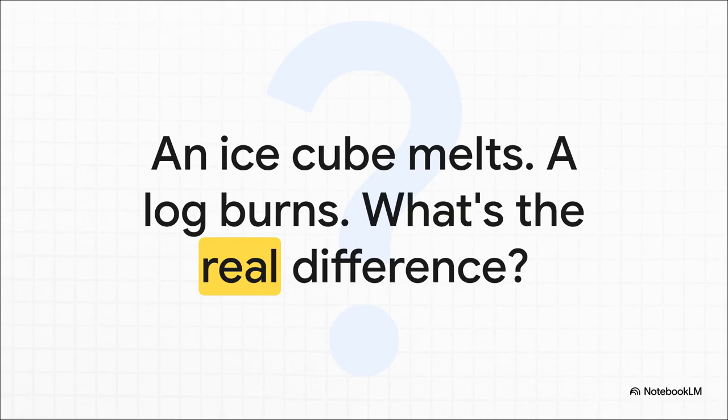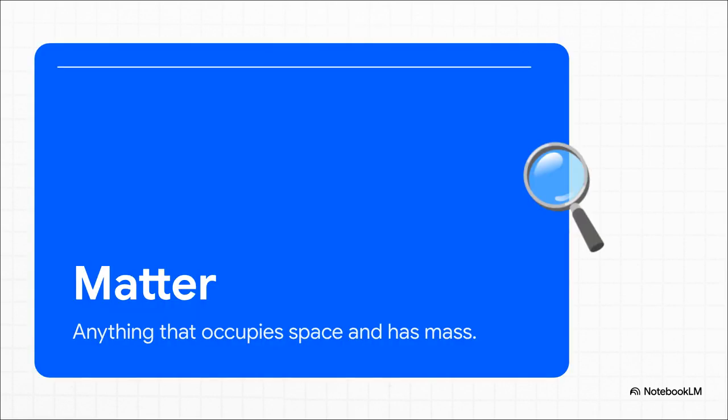So every good investigation starts with a mystery, right? Here's ours. You've got an ice cube, and it melts into a puddle. Then you've got a log and a campfire, and it turns to ash. I mean, they're both changing, obviously, but there's a huge, fundamental difference between these two, and that's the mystery we're here to solve.